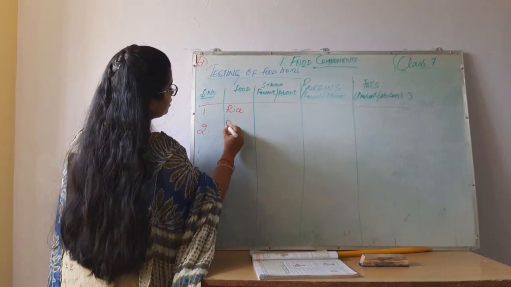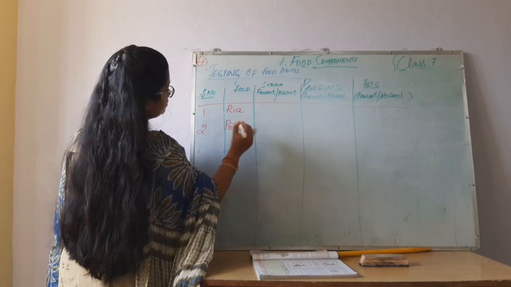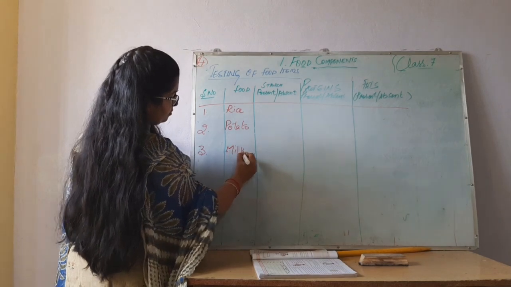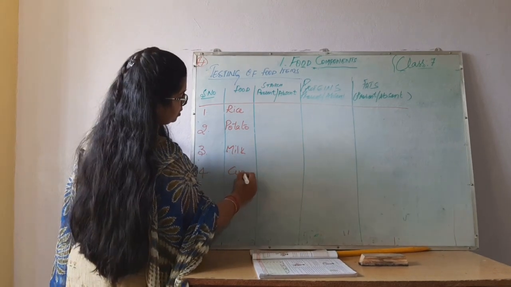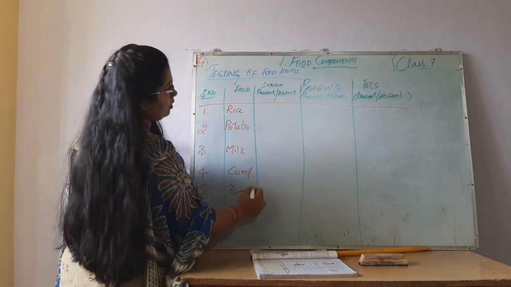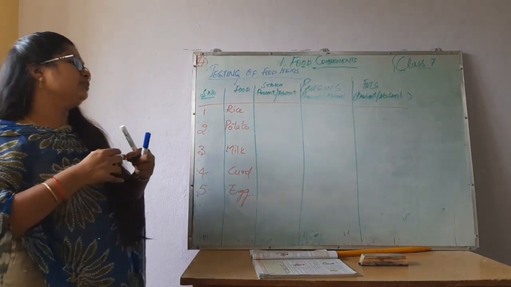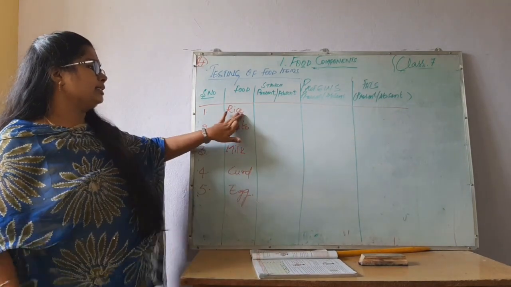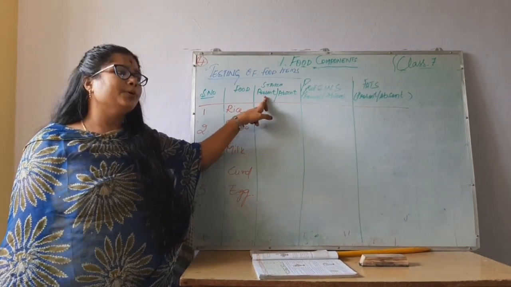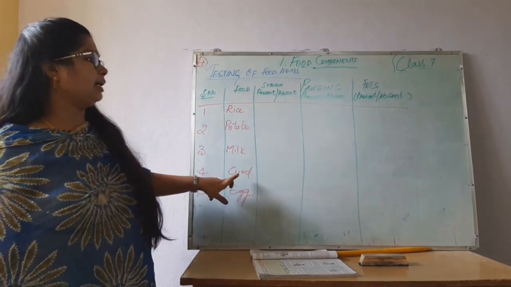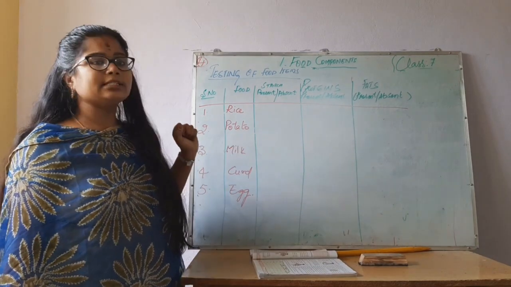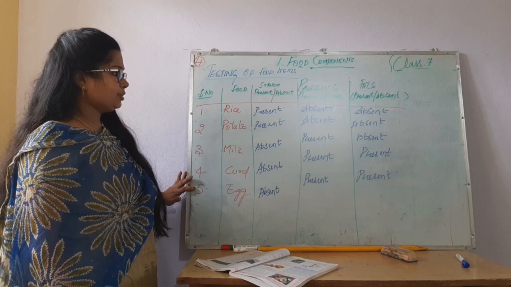Second one is potato. Third one is milk. Fourth one is curd. Fifth one is egg. By testing for starch, proteins and fats, we have to see what each contains. If the rice contains starch, it becomes blue or black when you add iodine solution to it. If curd contains proteins, it turns violet or purple. If they contain fats, the paper turns translucent. These are the food items we will test.